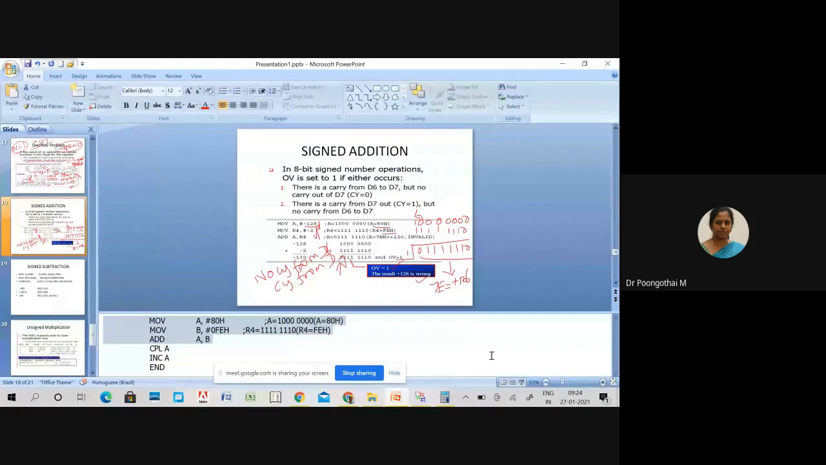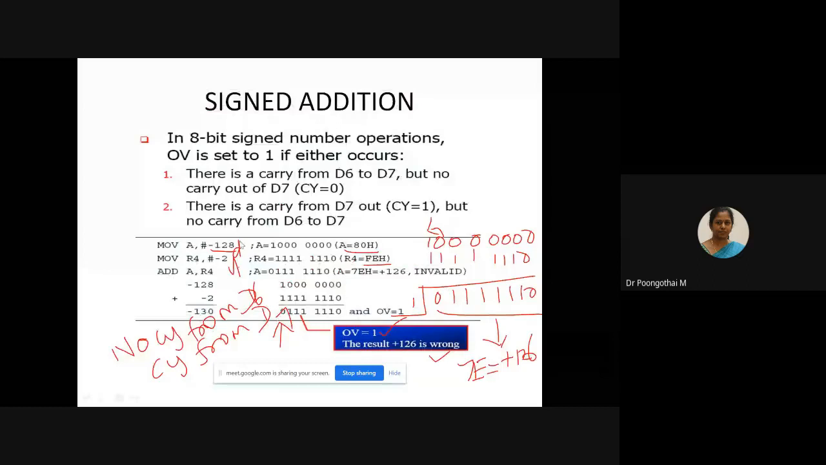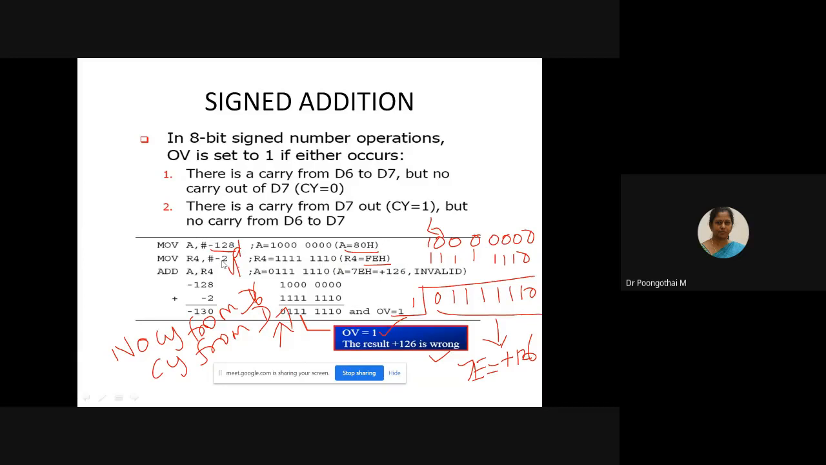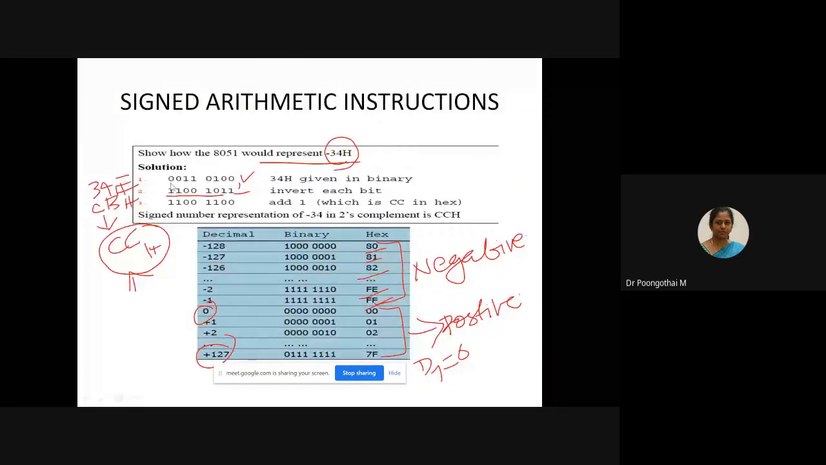Do you know that? Already you have studied it in your digital electronics. Even now I said, just first convert this value into binary and invert it. First write it in binary, invert each bit, add 1.